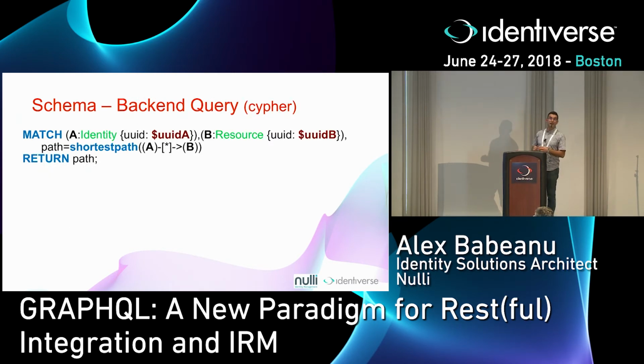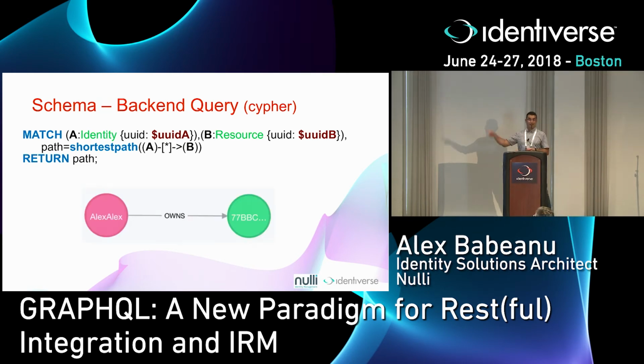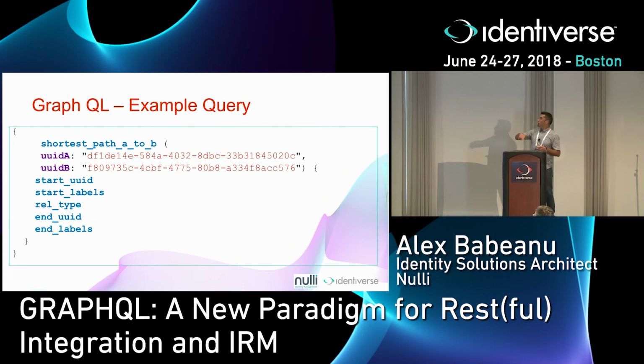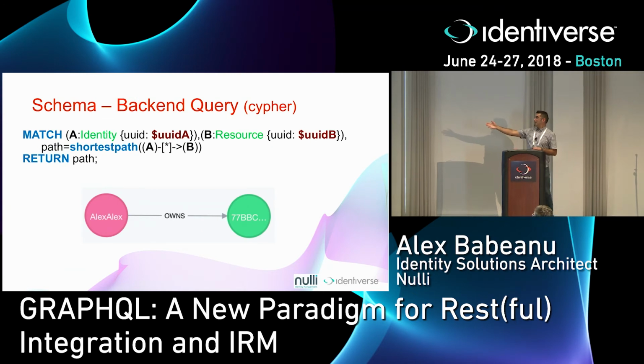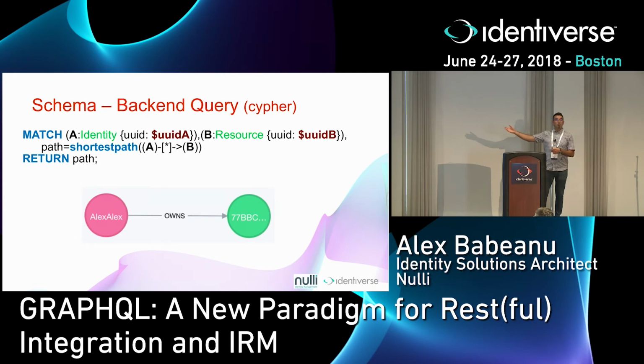This is the query that is read from the file. We're just matching two nodes and asking the database to give us the path between those two nodes. And this is the type of result you would get out of this query. In this simple example, this returns just two nodes. In this case, Alex owns a device. And now, as you can see, if Alex owns a device, well, maybe Alex has access to the device. You can now drive access policy decisions on this.